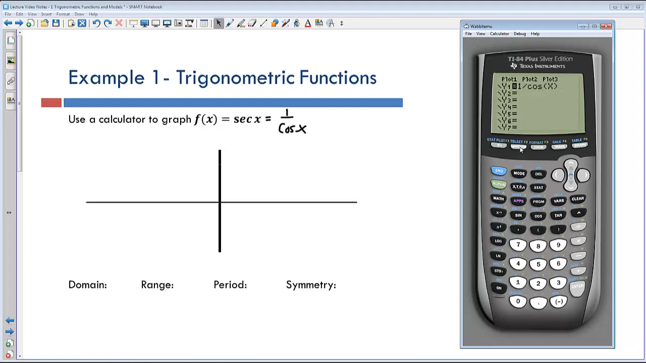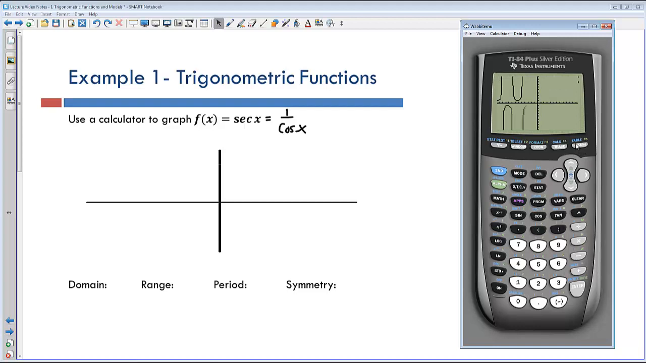And then we'll make our window. It really doesn't matter how you make your window, but maybe, since the periods of these seem to be about 2 pi, maybe we'll go back. Let's do minus 4 pi. So minus 4 pi, and then enter, and we'll put 4 pi here. And we'll put enter. And then let's just hit graph and see what it looks like.